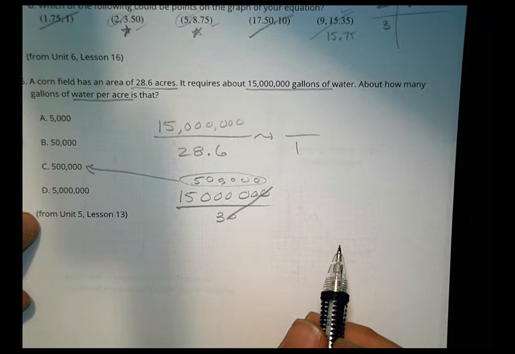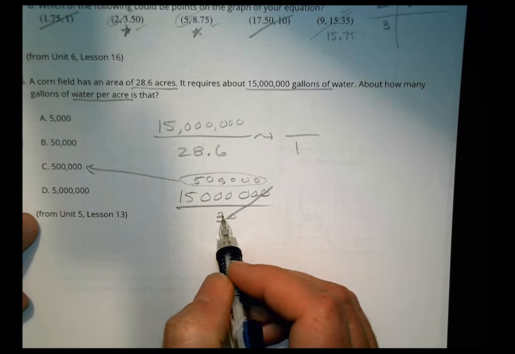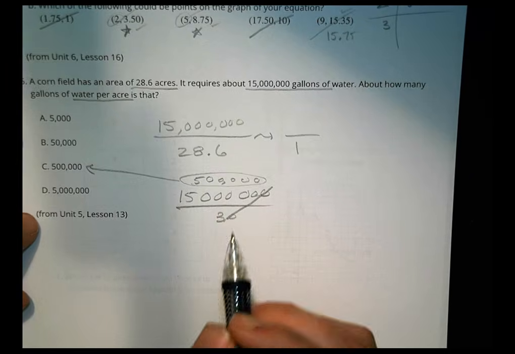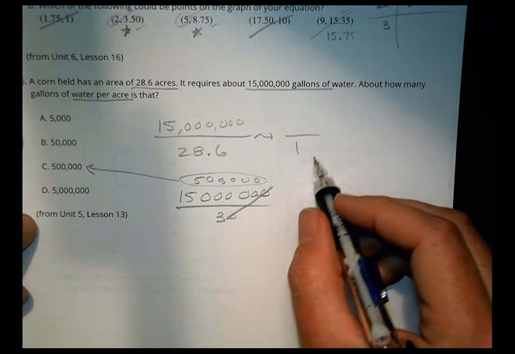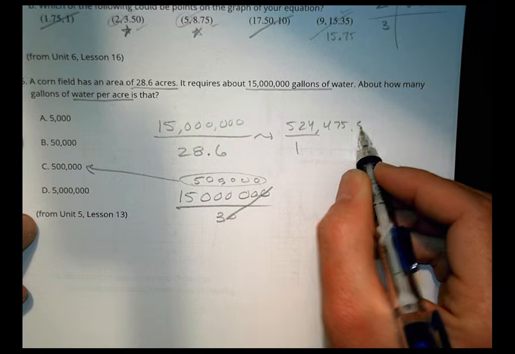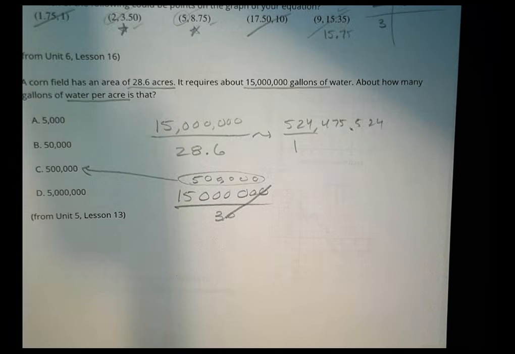Again, you could do it with a calculator. Just some simple ways to estimate there. Just turn that to a number you like. We reduced it a little bit, and then we just did division. 3 went into that. A little nicer to work with than 28.6. If you did a calculator, you probably got something like 524,475.524, and you went, that's the closest. But it just wants you to get an about anyways.